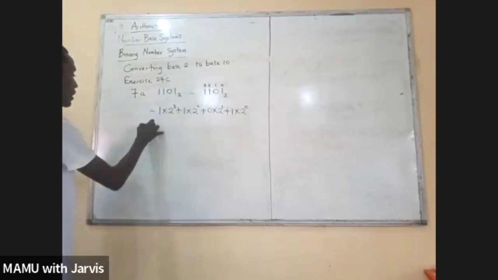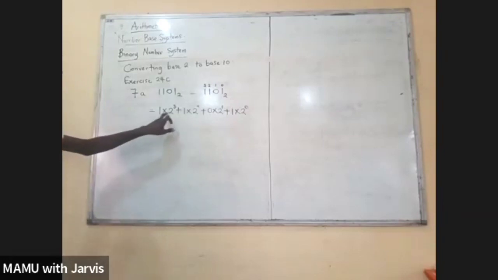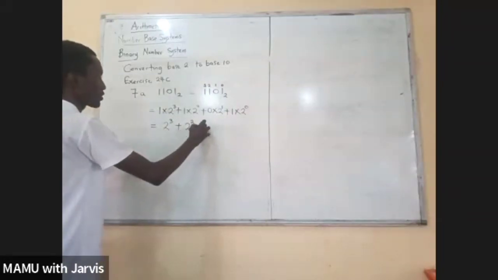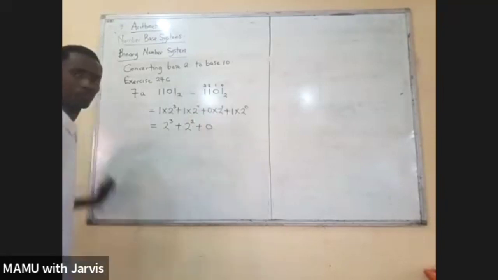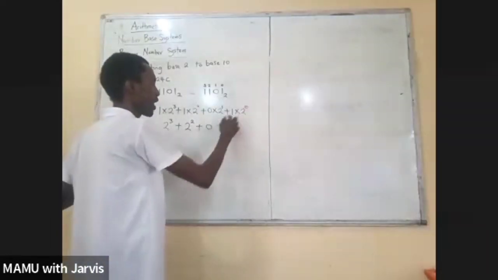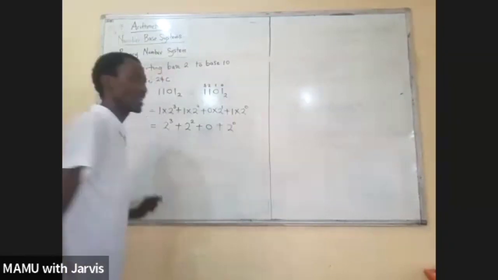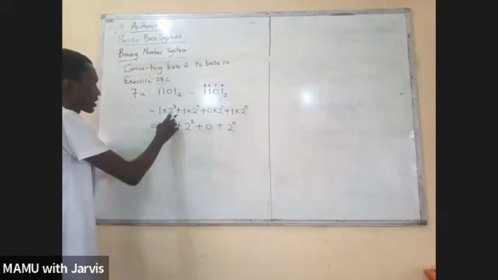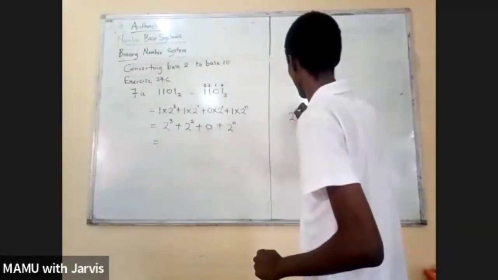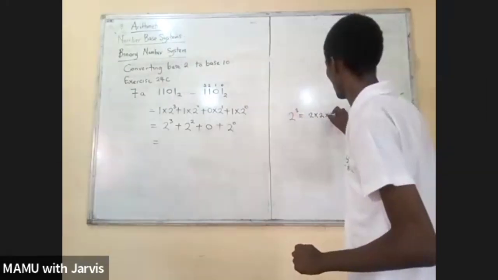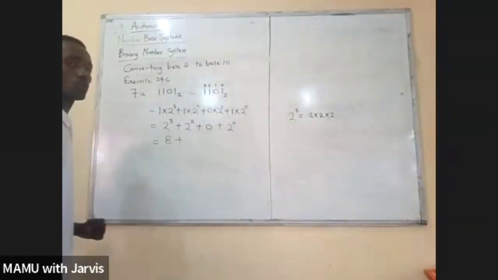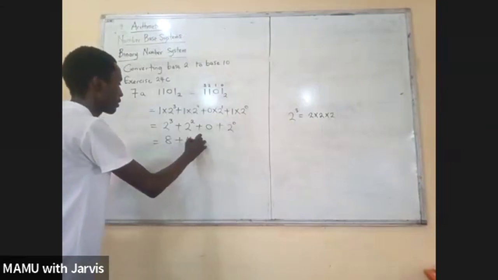Now look at this. 1 multiplying anything is that thing. So this will be 2 to the power of 3, plus 1 times 2 to the power of 2, plus 0 multiplying anything will be 0, plus 1 times 2 to the power of 0. Now, what is 2 raised to the power of 3? It means we are multiplying 2 three times: 2 times 2 times 2, which is 8. Plus 2 raised to the power of 2 means 2 multiplied 2 times, and that will be 4.